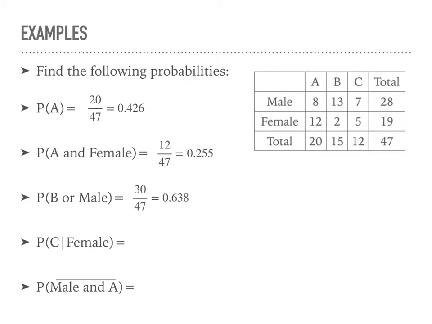That narrows it down to the 19 females. So if we're given they're female, the denominator, our total, now becomes the total of just females. So there's 19 total females. Now how many got C's out of those females? Only 5 of them. So that's 5 over 19, giving us 0.263. Now this is the same exact answer that you would get if you used our formula, saying probability of C and female divided by probability of female.